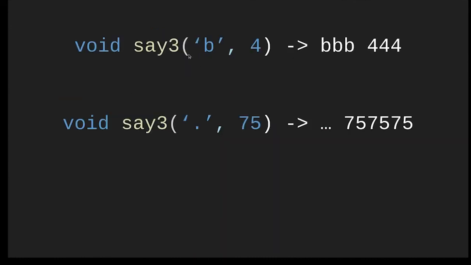Just to explain how the last function works in greater detail. If you call void say 3 character b 4, it will print bbb space 444. That's what this function should print. And if you do void say 3.75, it should print 3 space 75 75 75. So that's what it should do.